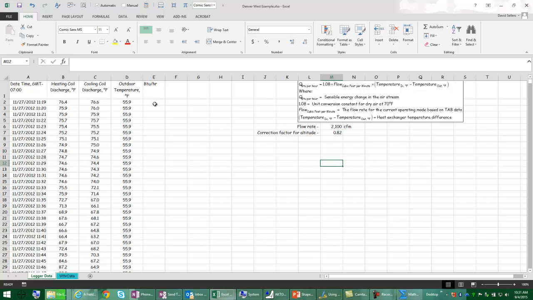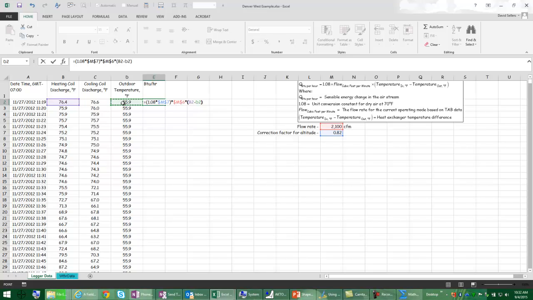Okay, so now we can go ahead and add the correction factor here. So it's equal to 1.08 times our correction factor, and I want to lock that down to an absolute reference. So I'm going to hit the F4 key because I'm going to copy this equation down that whole row of cells. So it's 1.08 times the flow rate, which I'm also going to lock down to an absolute reference, times the temperature difference across the coil. And the temperature difference is going to be basically the warm air minus the outdoor air. So there's the delta T.